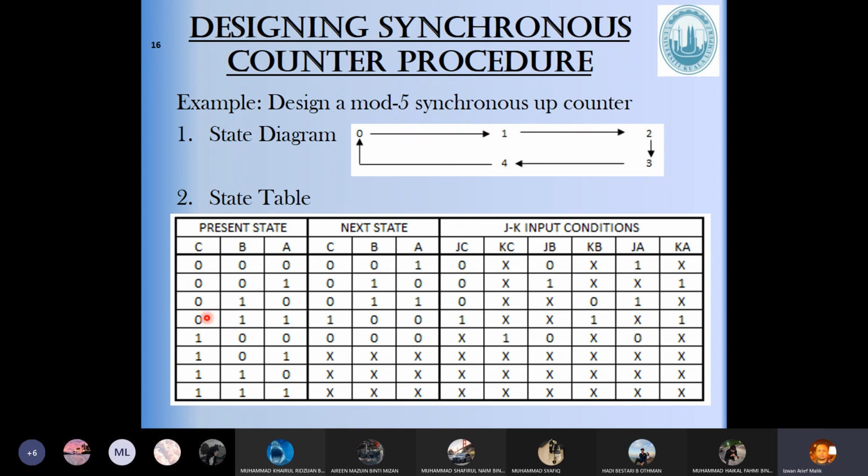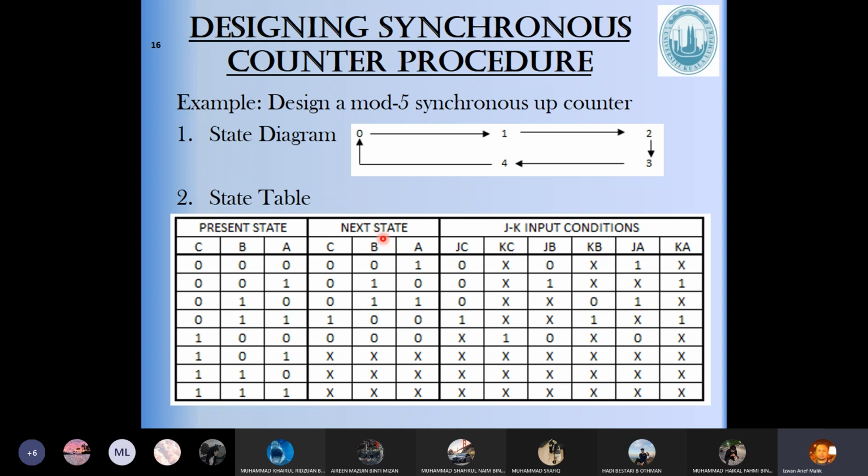3, the next state is 4, so 0, 1, 1, next state is 1, 0, 0. 4, the next state is 0, so 1, 0, 0, next state is 0, 0, 0. 1, 0, 1, which is 5, is not in this diagram, so it will go to unknown. It is placed here as don't care. 5 goes to don't care, 6 goes to don't care, 7 goes to don't care, meaning we don't know where it goes because it is only counting from 0 until 4.